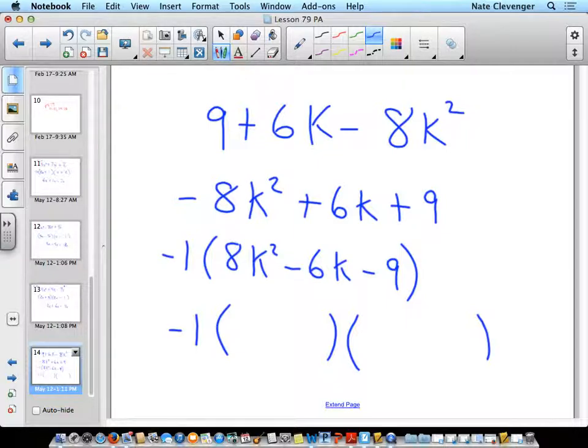All right, so we factor this one down. Now that we have the negative factored out, our factors for 8k, we could use 1 and 8, 4 and 4, 2 and 4. Oh my bad, that's it for our options on that. And then 9, we can use 9 and 1, 3 and 3.